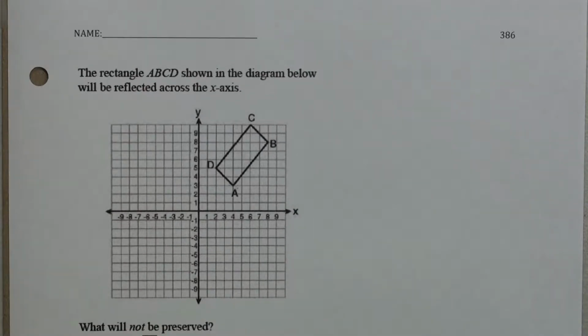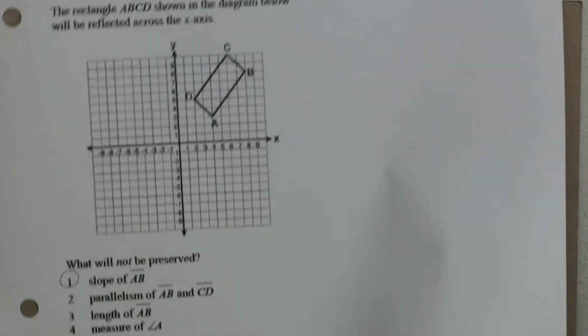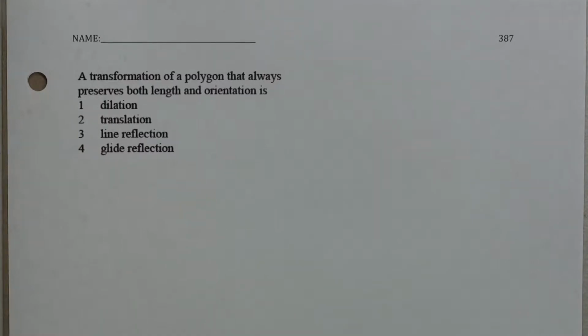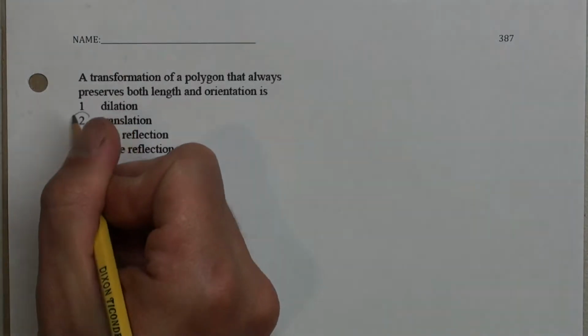Okay, this is going to be reflected in the x-axis. What will not be preserved? The length of AB will, the measure of angle A will, the parallelism of AB and CD will be preserved. The slope of AB will be different. A transformation of a polygon that always preserves both length and orientation is a translation.